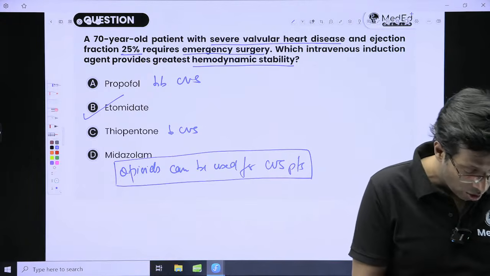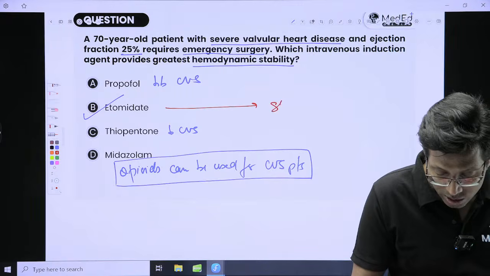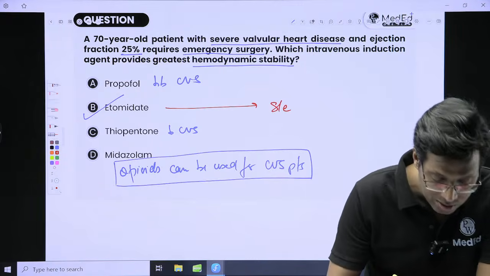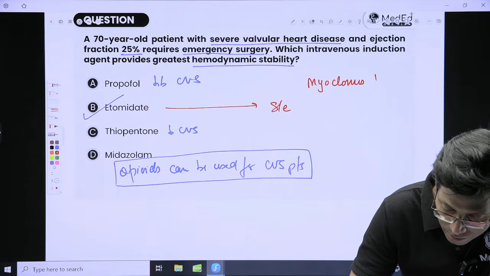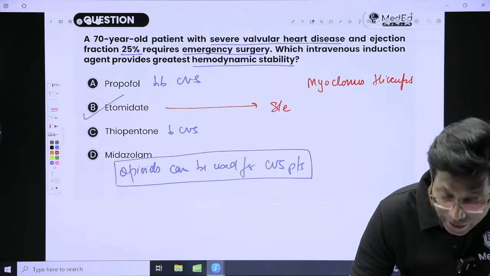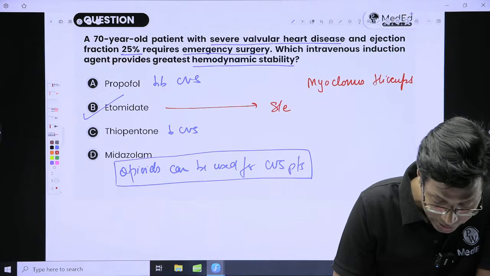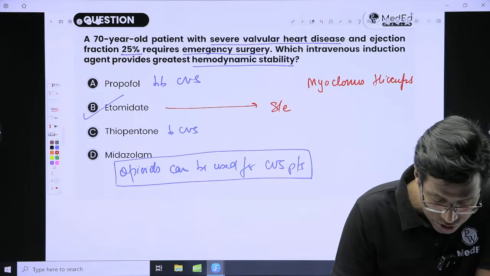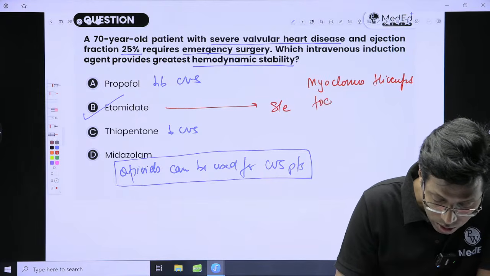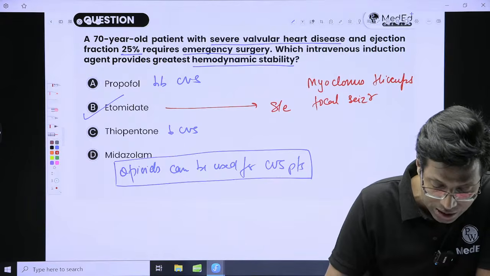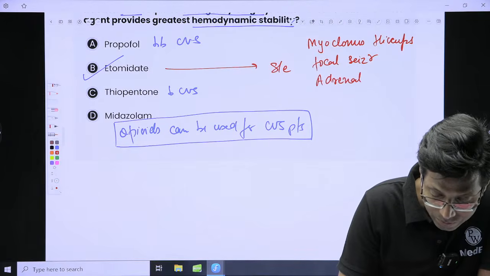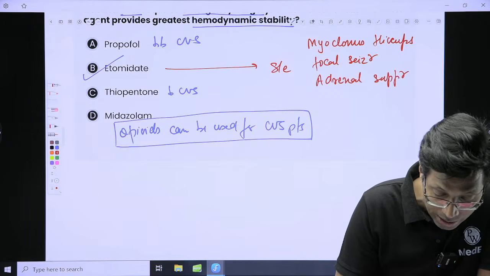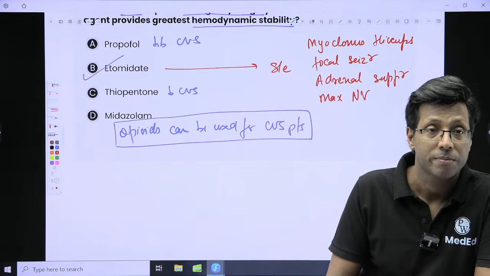Okay. So, side effects of etomidate. If someone asks what are the side effects of etomidate, remember they would be myoclonus and hiccups. It can cause seizures in the patient, which is myoclonus only. So these are the focal seizures which can be seen. Apart from that, there is adrenal suppression, and it causes maximum nausea and vomiting out of all the agents.